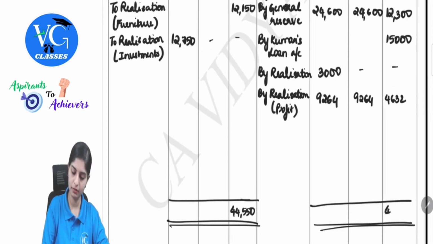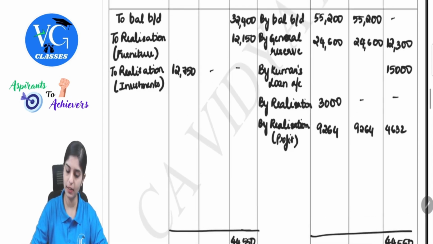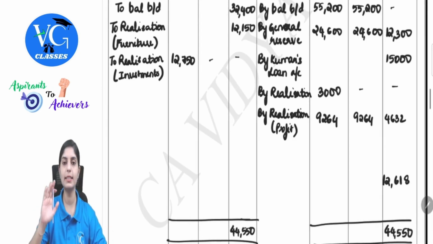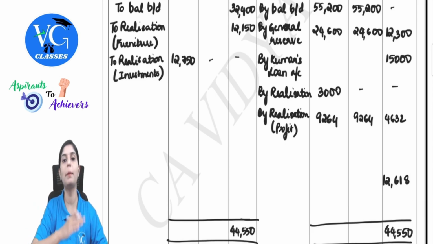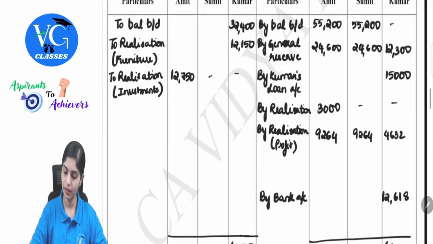44,550 minus 12,300 minus 15,000 minus 4,632, 12,618. Understand one thing, guys. Here there will be no balances carried down because we are not presenting this in the balance sheet. This will be either paid off to partners or the partner is bringing additional capital. So since this balance is coming on the credit side, Kumar will bring in additional capital.